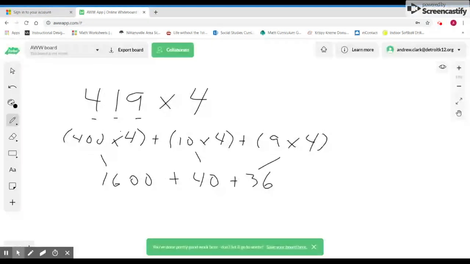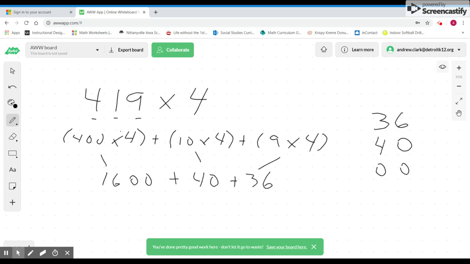So if I'm adding them up, I can add them over here. 36 plus 40 plus 1,600. Some of our students still struggle with putting the digits in the correct place and lining them up properly. It's going to be super important.